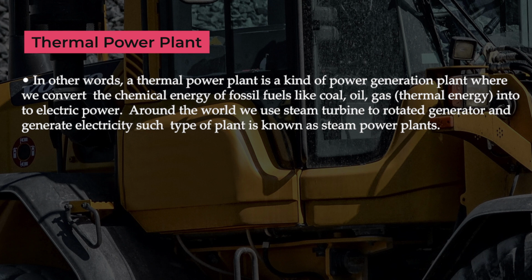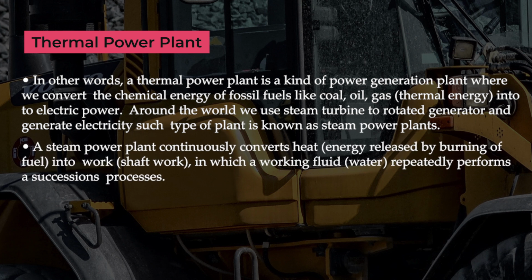In other words, the thermal power plant is a kind of power generation plant where we convert the chemical energy of fossil fuel like coal, oil, gas into thermal energy and then into electric power. Around the world, we use a steam turbine to rotate a generator and generate electricity. Such a type of plant is known as a steam power plant. A steam power plant continuously converts heat energy released by burning of fuel into work, in which a working fluid, that is water, repeatedly performs a succession of processes.